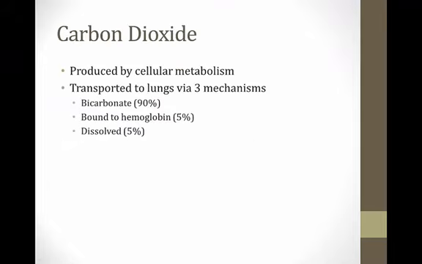So recall that carbon dioxide is produced by cellular metabolism and it's transported to the lungs so the body can eliminate it when we exhale. And there are three mechanisms by which carbon dioxide gets to the lungs. The most important is in the form of bicarbonate. About 90% of the carbon dioxide is converted to bicarbonate and transported to the lungs. We'll talk about that in a minute.